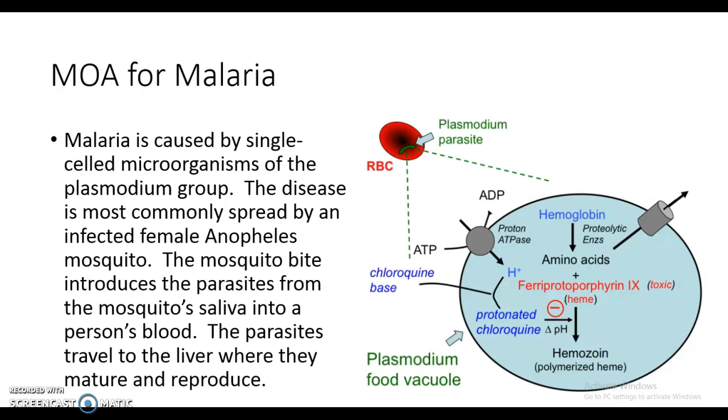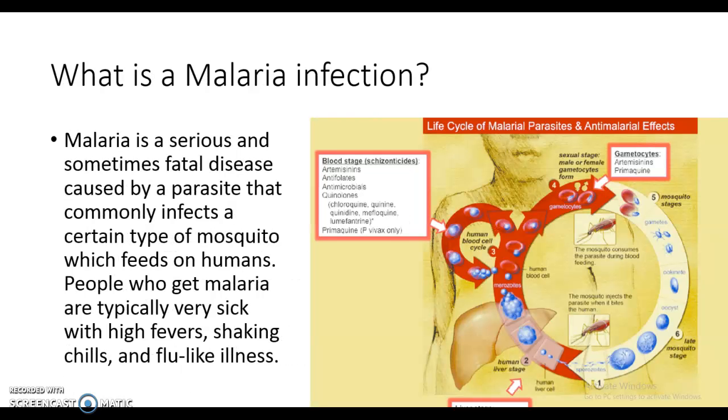The MOA for malaria. Malaria is caused by a single-cell microorganism of the Plasmodium group. The disease is most commonly spread by an infected female mosquito. The mosquito bite introduces the parasite from the mosquito saliva into a person's blood. The parasite travels to the liver where they mature and reproduce.